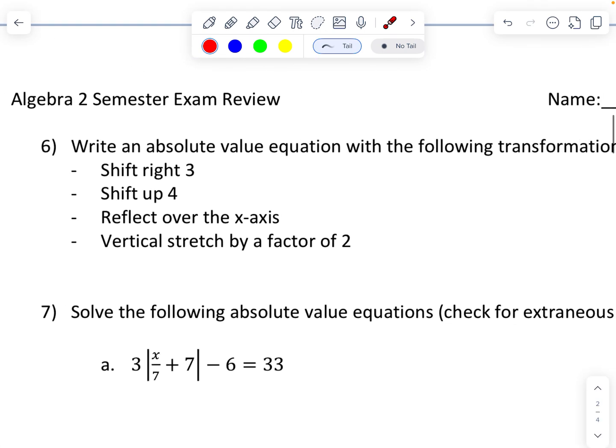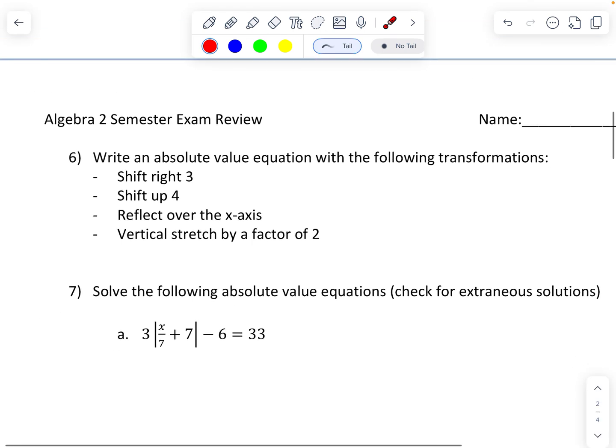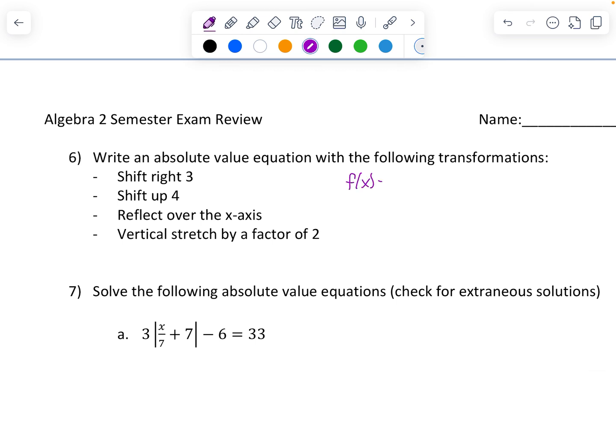All right, so same thing going on here, right? An absolute value equation with the following transformation. So we're starting with the parent function, f of x equals absolute value of x. So that's what we're starting with. I'll call the transformed one g of x. So it's going to go right 3. So that's absolute value of x minus 3 on the inside. Up 4 is out here. Reflection over the x-axis is a negative. And a vertical stretch by 2 is the number right there. So that's what that looks like based off of all that information.